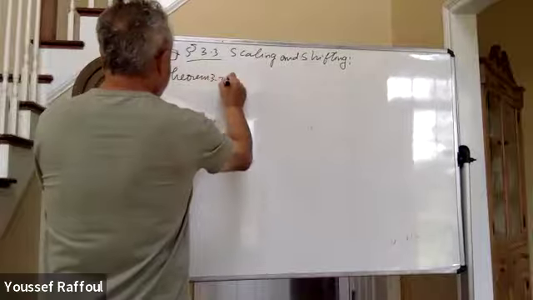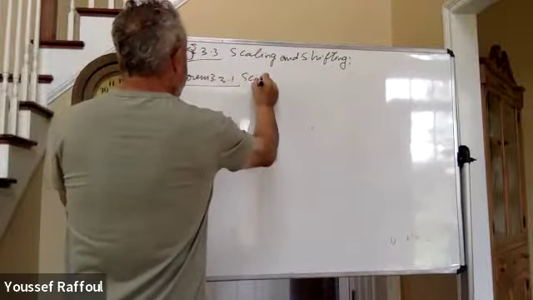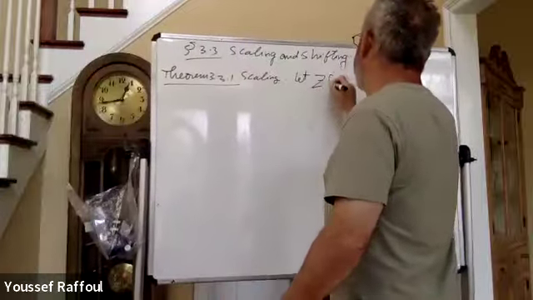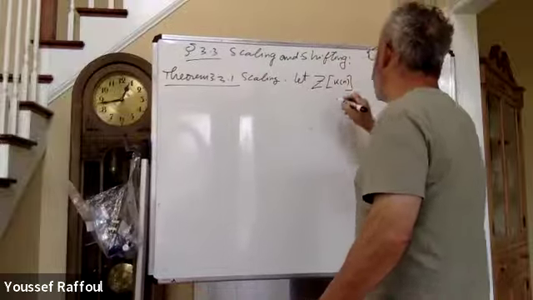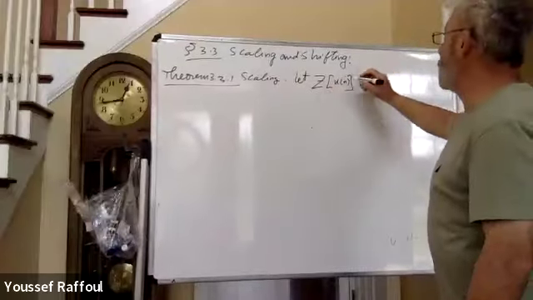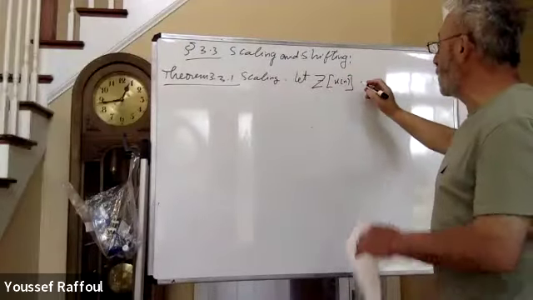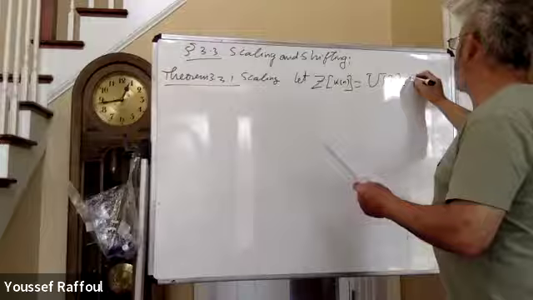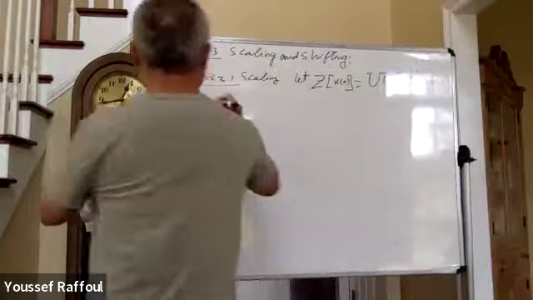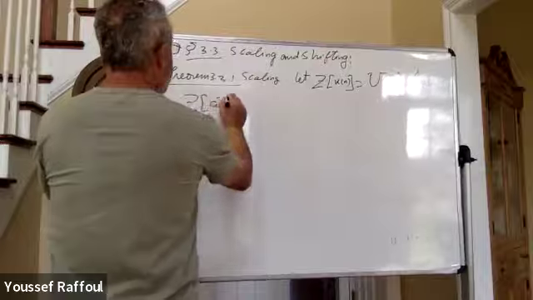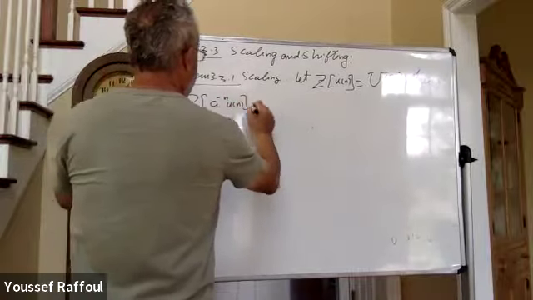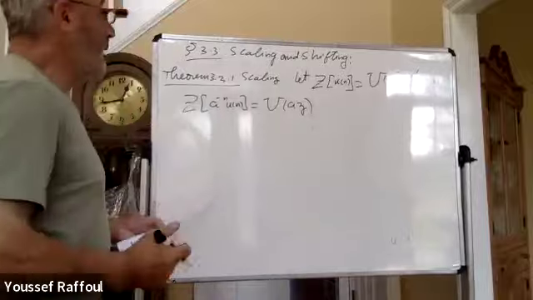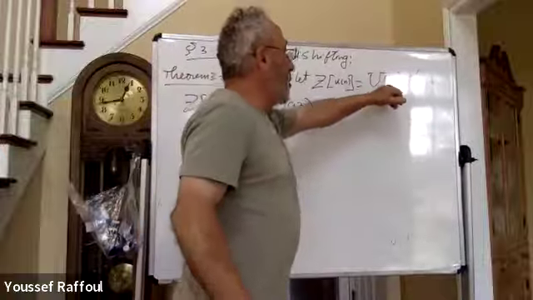All right, so let's say theorem 3.3.1, that is about scaling. We're going to let Z of u_n, this is the regular u, not the unit step function, just a regular sequence u_n, equal to U(z). Then Z of a^(-n) u_n is equal to U(az). So whatever you do here, it's U(az).